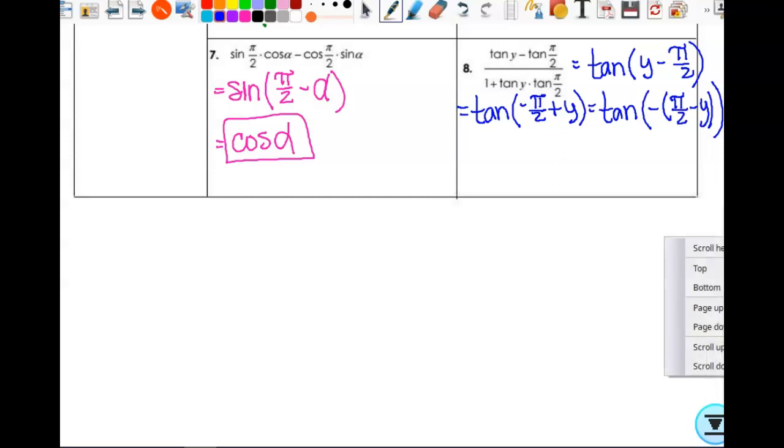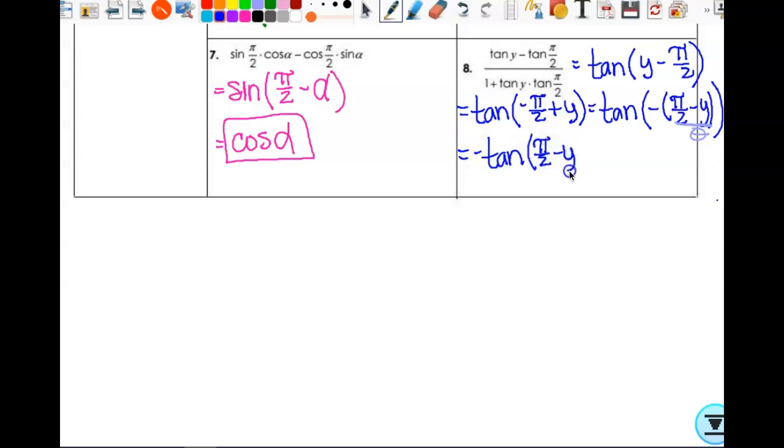Although you may not believe me here in just a second, because if I look at this as tangent of negative theta, so if I think of this as my angle, I'm just going to think of it as theta. Now look at your little charts for your even and odd identities where the negative signs are. What is tangent of negative theta? Negative tangent of theta. So this becomes negative tangent of pi halves minus y.